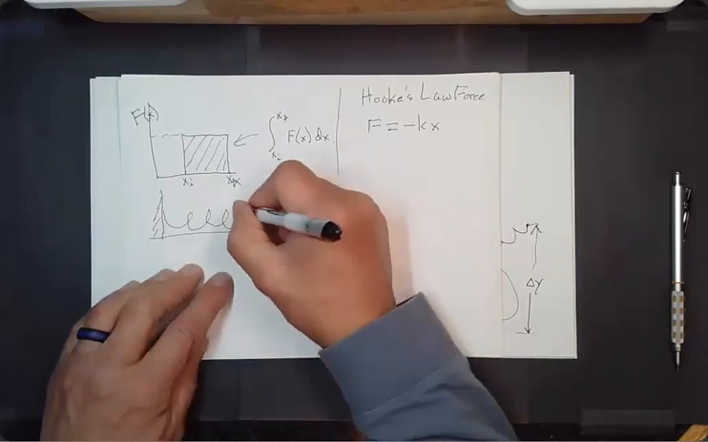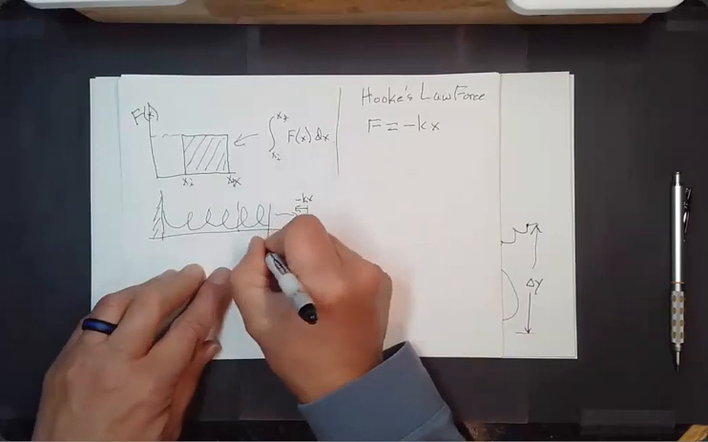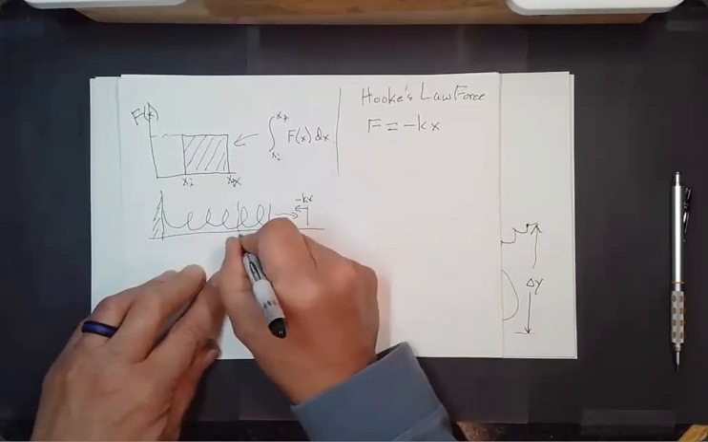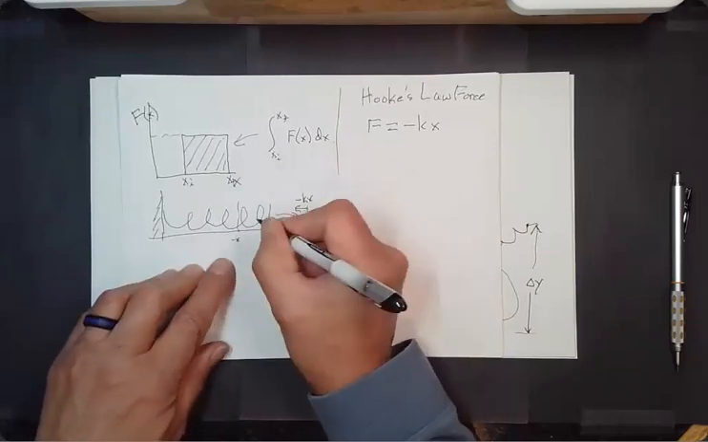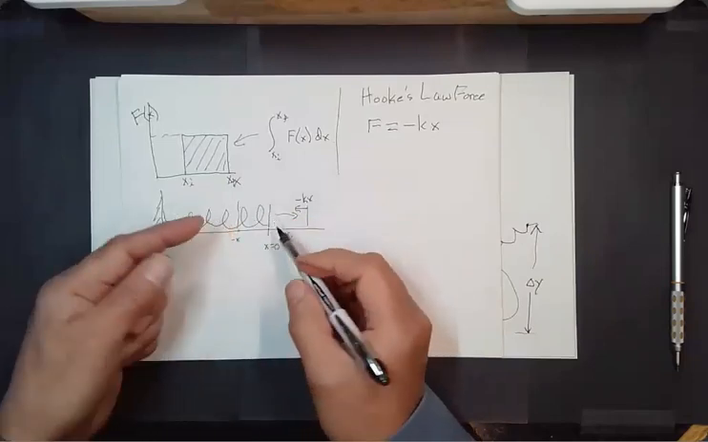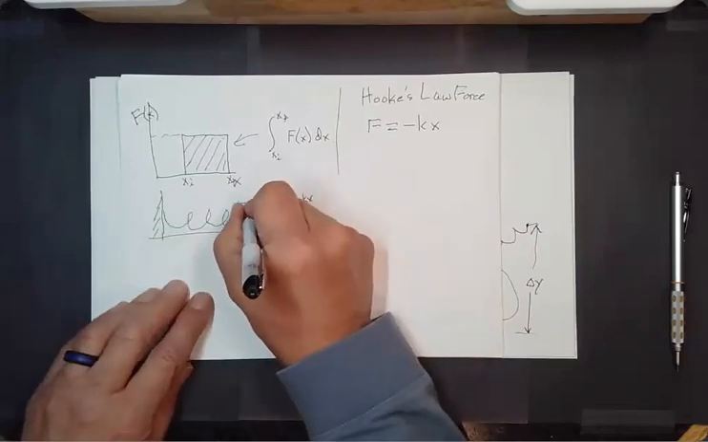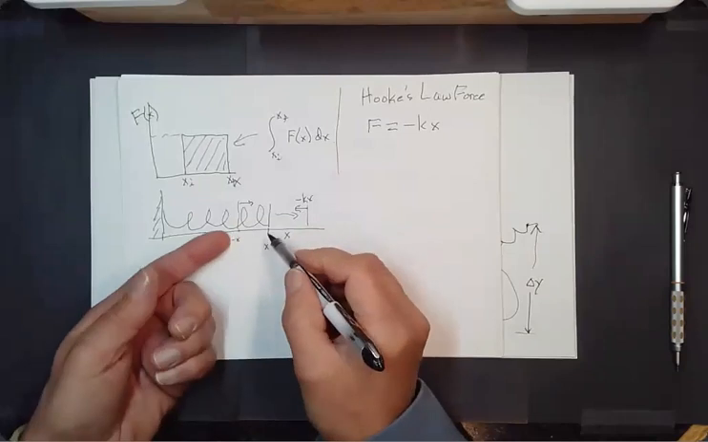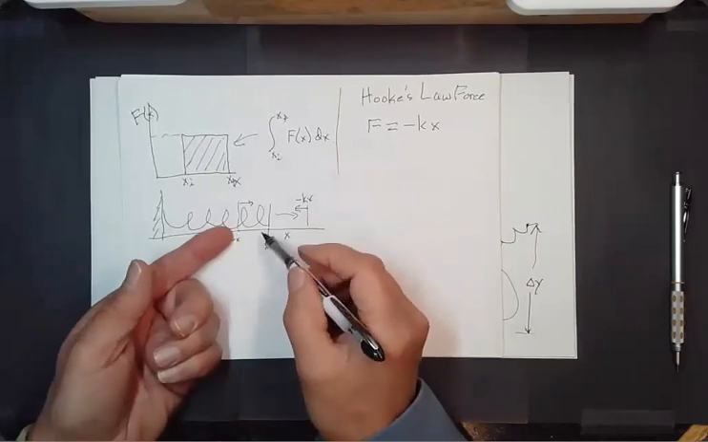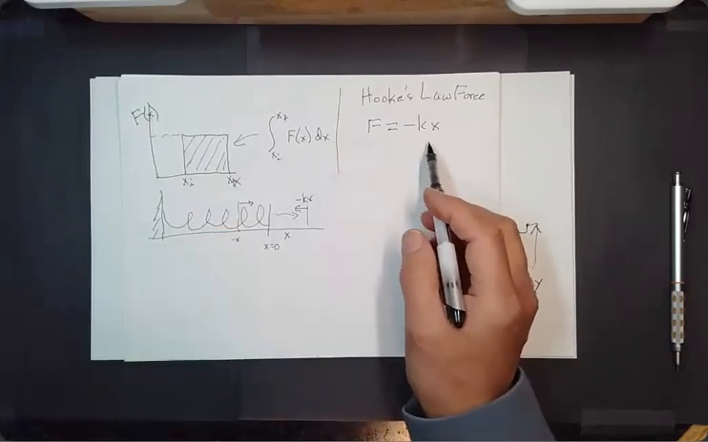If you compress the spring, so you've got some x that's in the negative direction, then the spring will push back with a force that's proportional to the amount that you compressed it by. And that's what this shows up as.